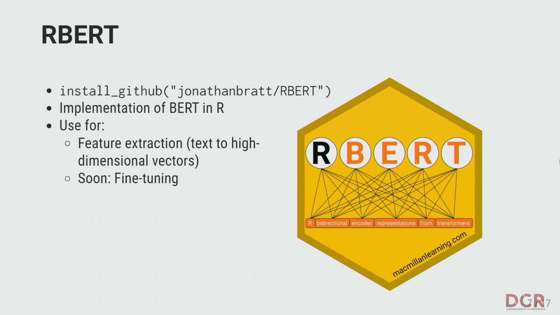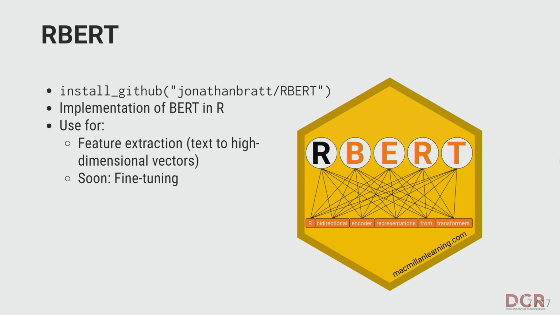And the cool thing about this is it is transferable. You can put in a sentence and extract some features and use them for your own model. You just take off their classification task at the end, put on your own, and you can do some cool things. And to do that in R, we have this package, RBERT. It's available on GitHub. You can use devtools to install it right now. It's an implementation of BERT in R.